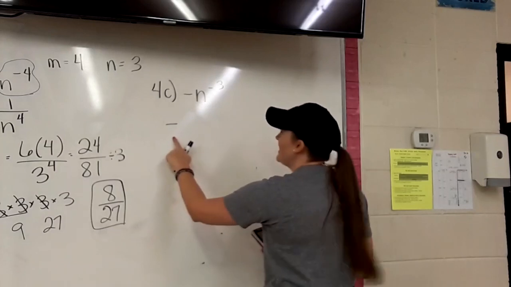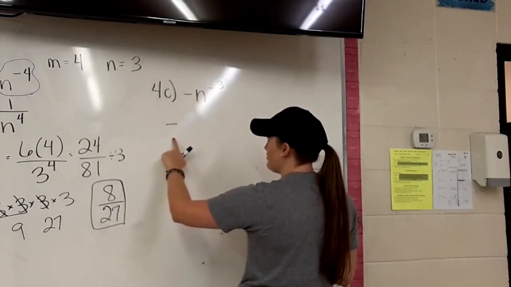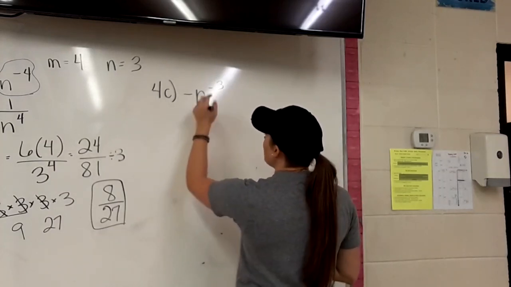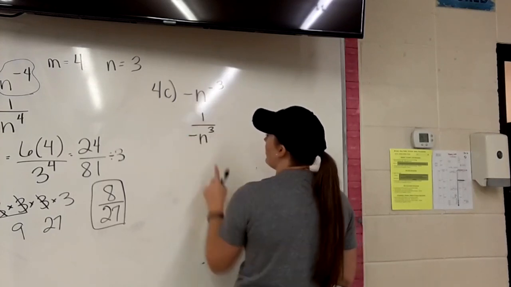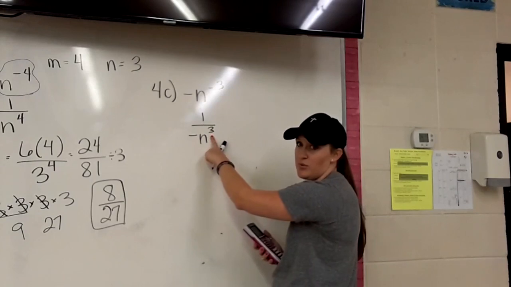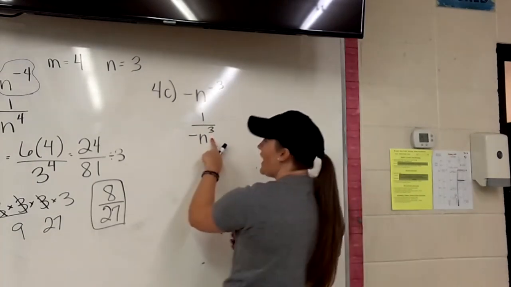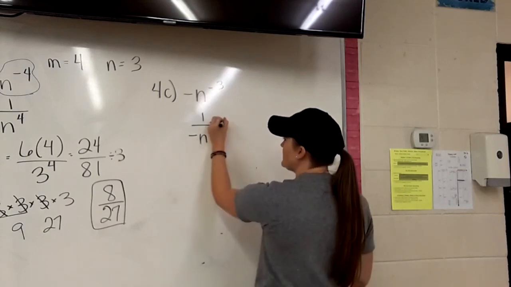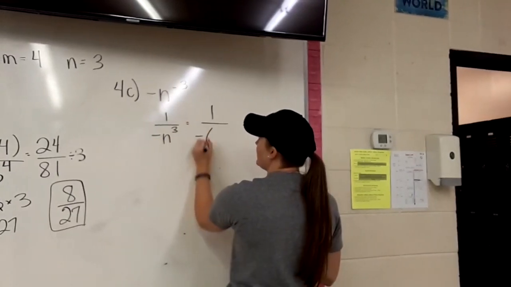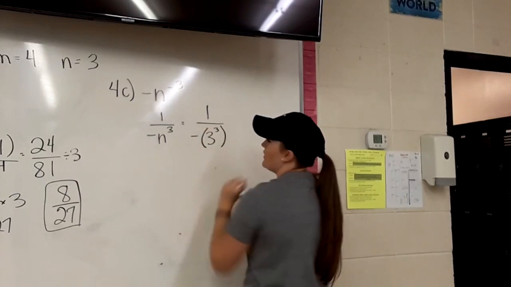Okay, so now negative n to the negative 3rd power. So let's go ahead and rewrite this. If we do 1 over, it is still negative n to the 3rd power. All we did was get rid of the negative exponent when we did that. Okay, now we're going to plug in 3. This negative would be outside of that, so that'd be 1 over negative 3 to the 3rd power.